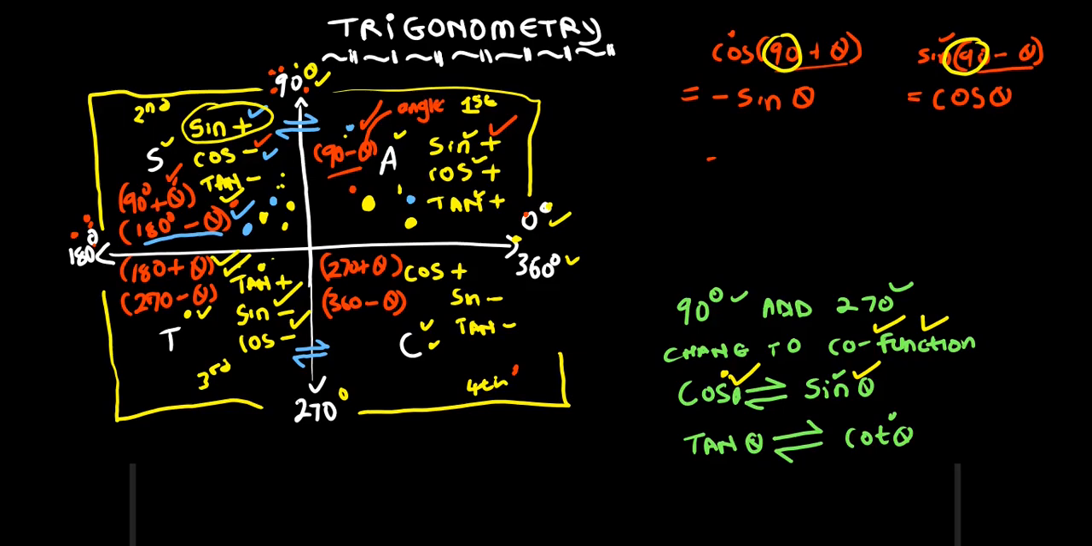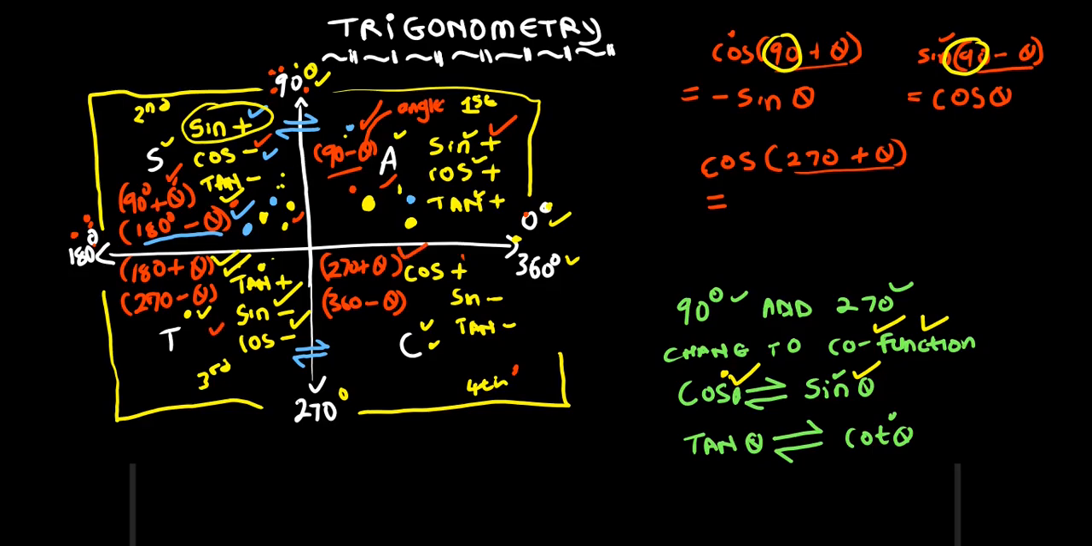Let's do one last example. Let's say we have cos of 270 plus theta. You can pause the video and try to do this on your own. How can you solve this? We said we're going to look for cos 270 plus theta. Where is it? On the first quadrant? No. Second? No. Third? No. Fourth quadrant?